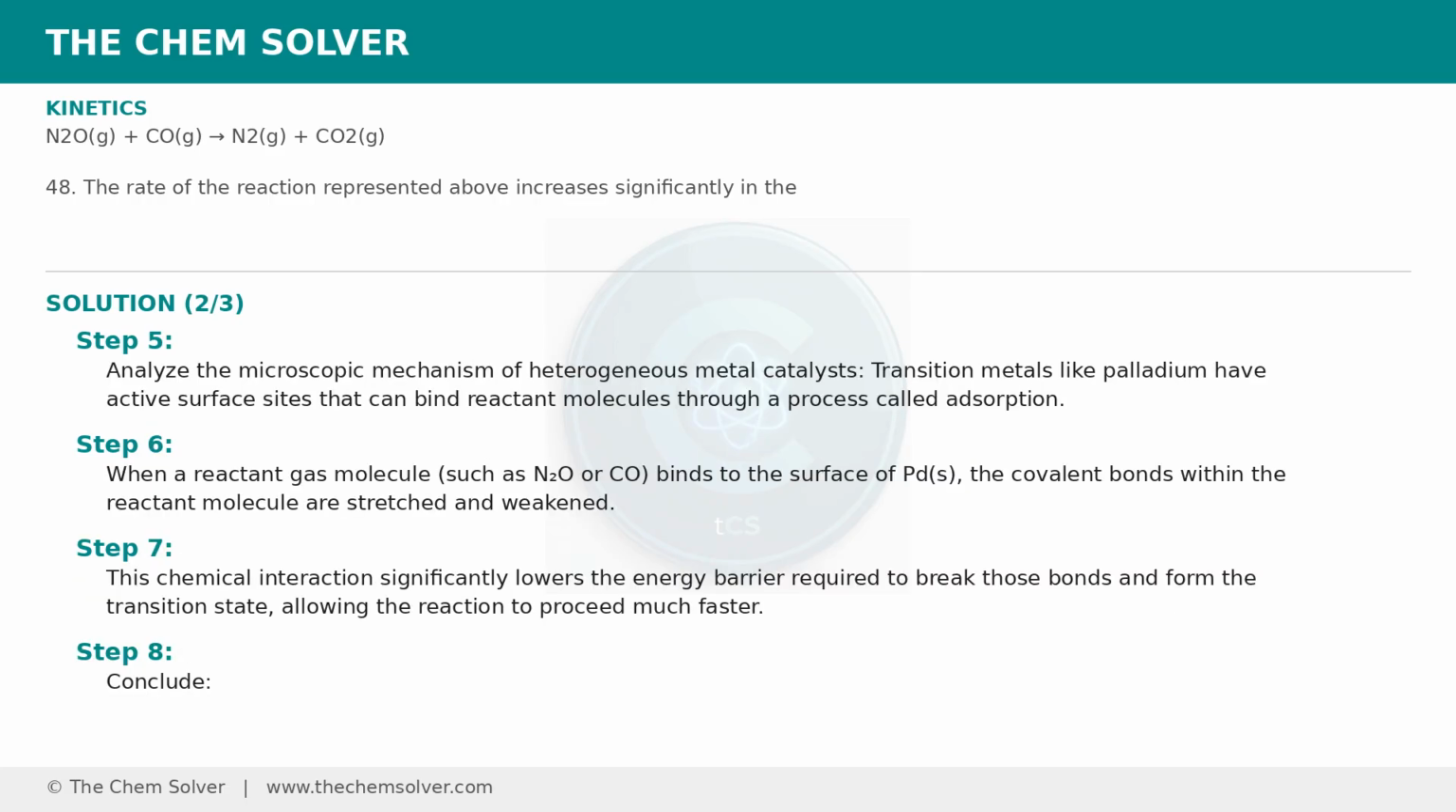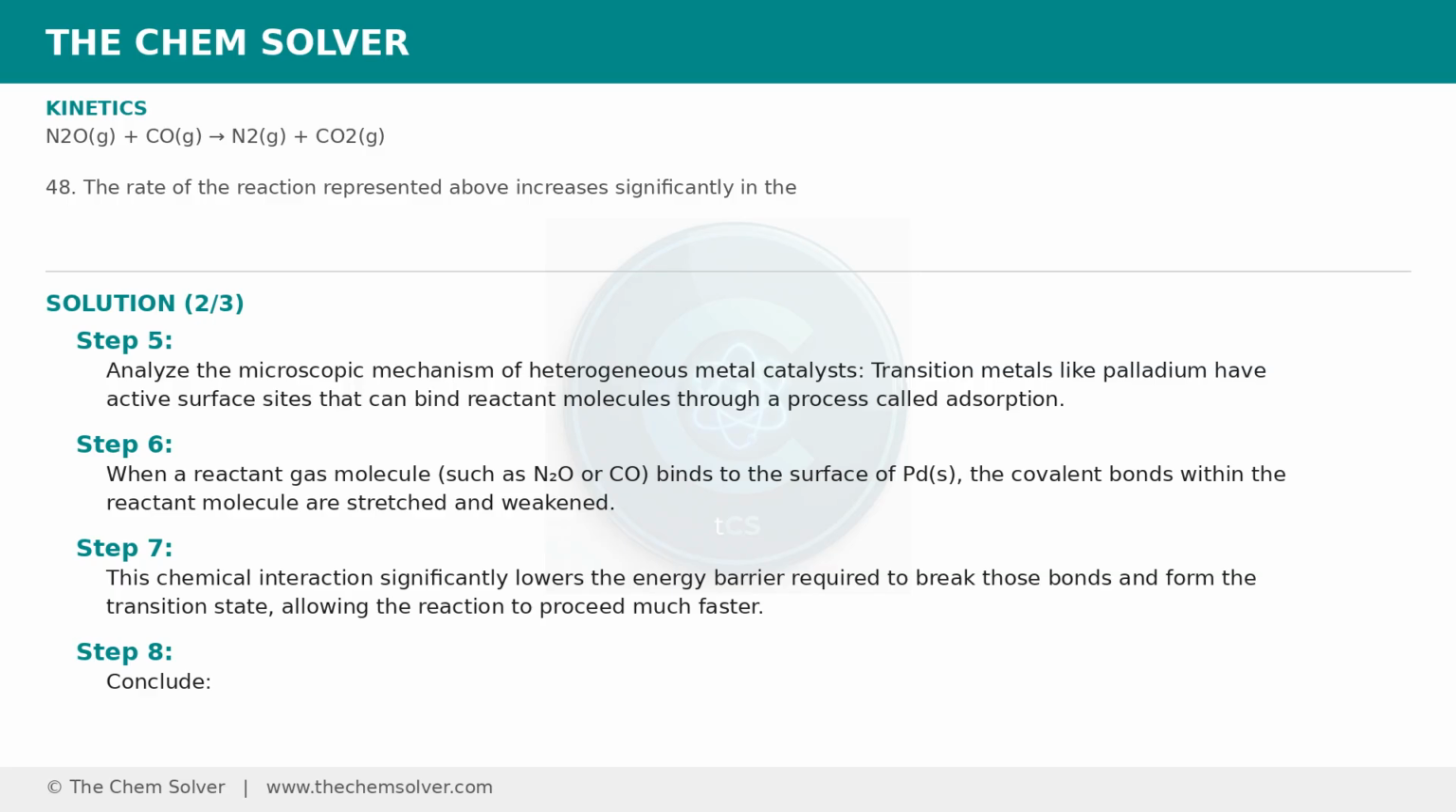Analyze the microscopic mechanism of heterogeneous metal catalysts. Transition metals like palladium have active surface sites that can bind reactant molecules through a process called adsorption. When a reactant gas molecule, such as N2O or CO, binds to the surface of Pd, the covalent bonds within the reactant molecule are stretched and weakened. This chemical interaction significantly lowers the energy barrier required to break those bonds and form the transition state, allowing the reaction to proceed much faster.